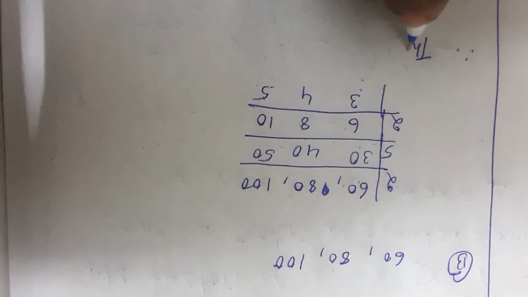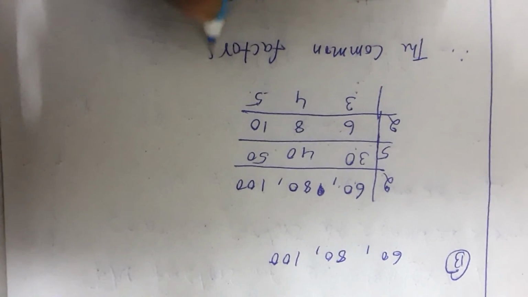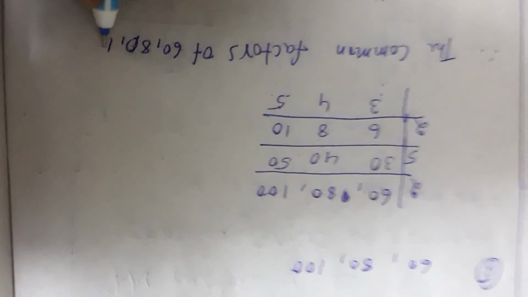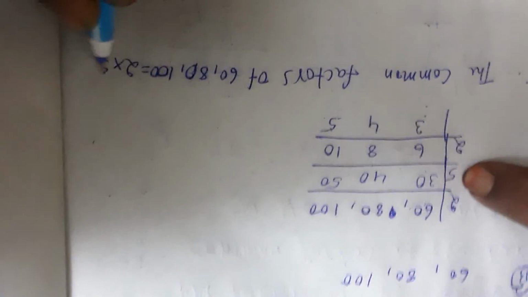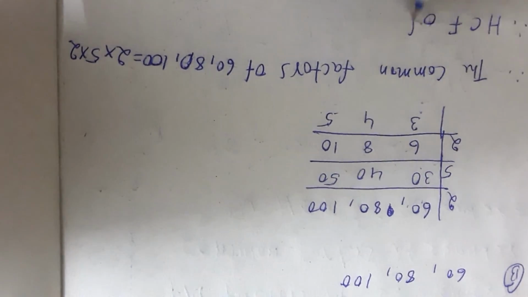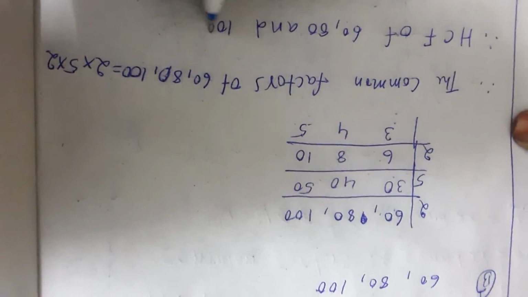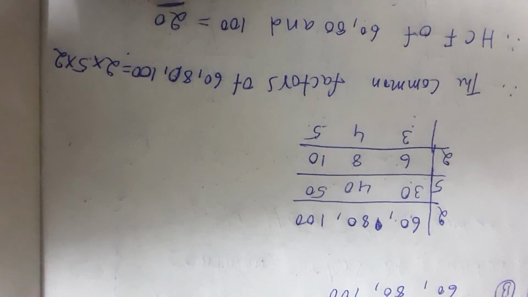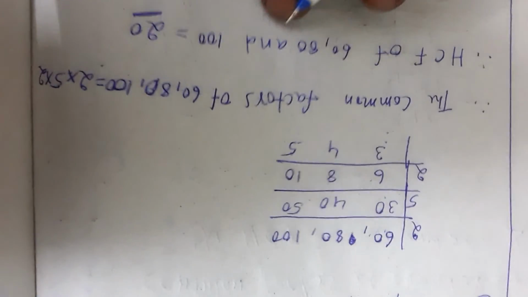So therefore the common factors of 60, 80 and 100 are 2 into 5 into 2. Therefore the HCF of 60, 80 and 100 is equal to 2 fives are 10, 10 twos are 20. This is the HCF of 60, 80 and 100: 20.